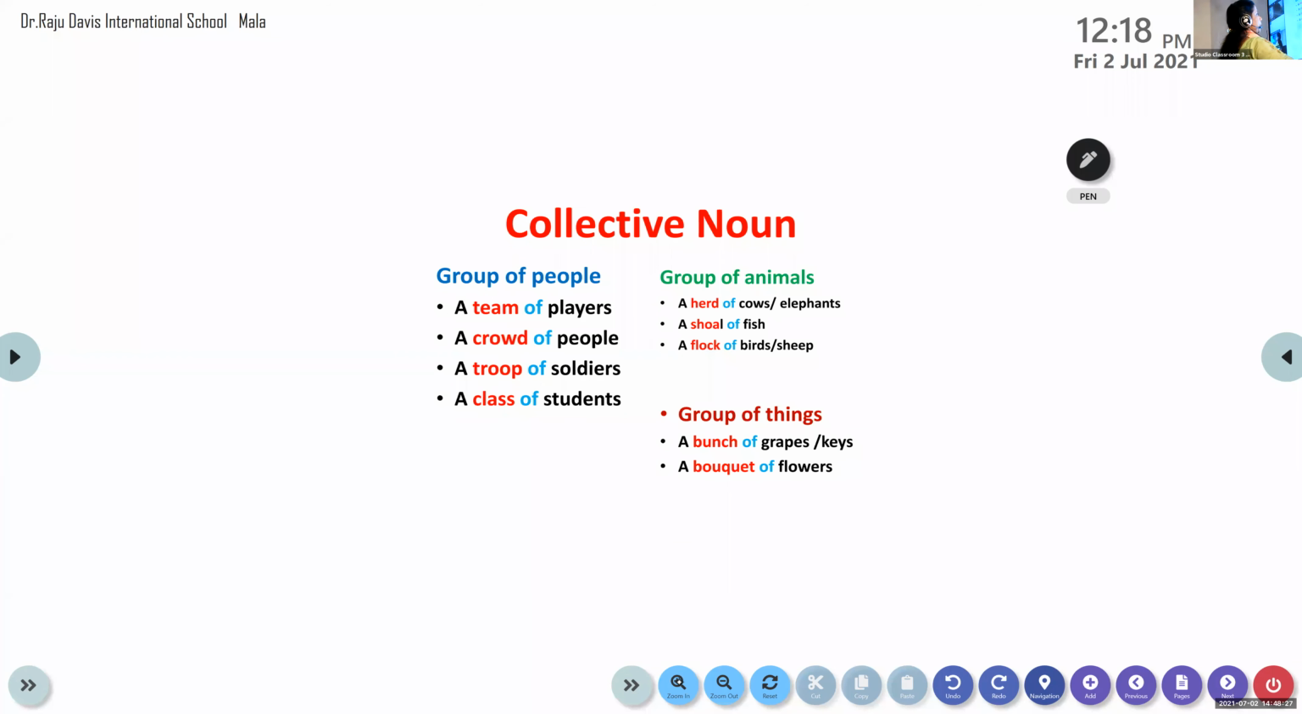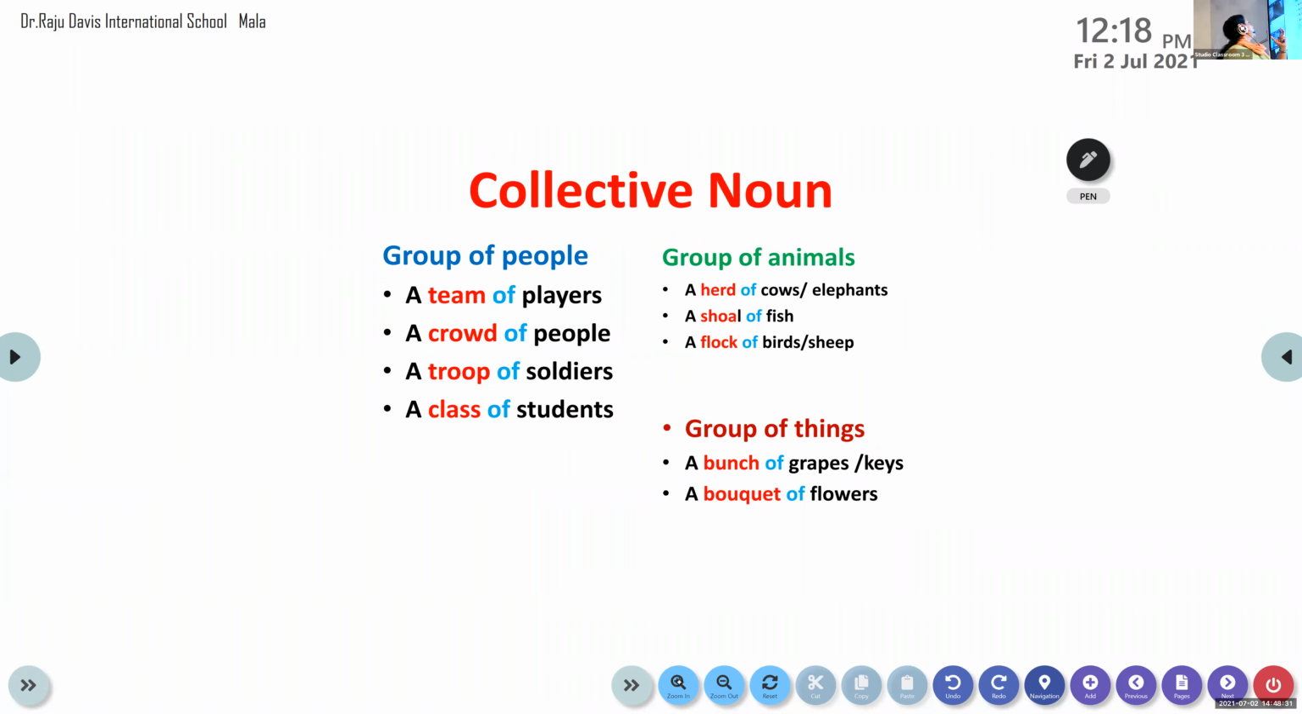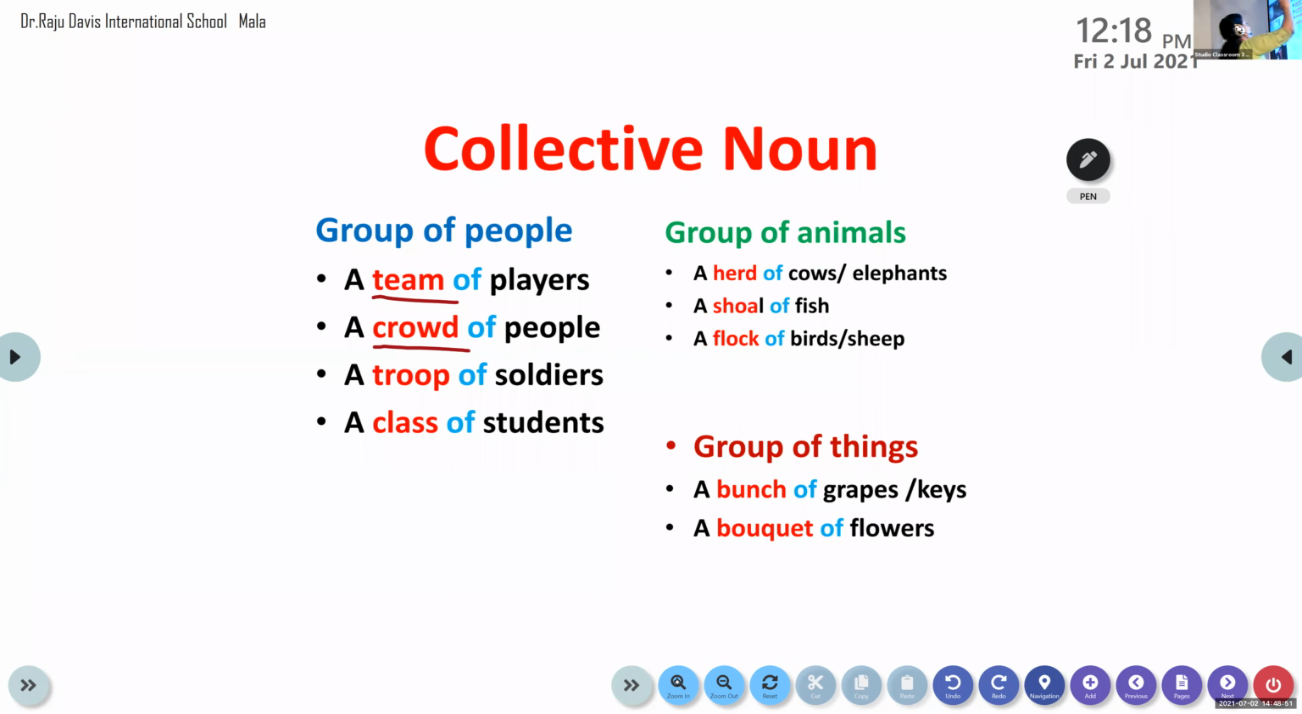So we have learned about 10 to 11 collective nouns. Let's revise this once more. The collective noun that refers to a group of players is team. And for a group of people, we say crowd of people. For soldiers, we did not learn it yet. The collective noun that refers to a group of soldiers is troop of soldiers. All of you please do learn it. A team of players, a crowd of people, a troop of soldiers.